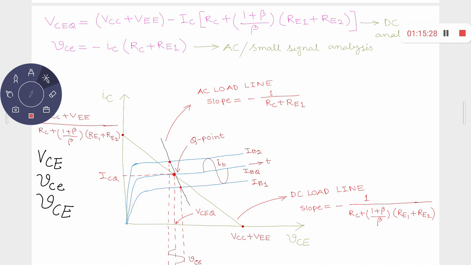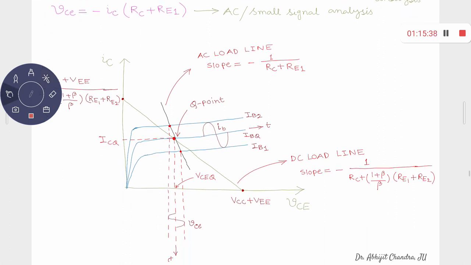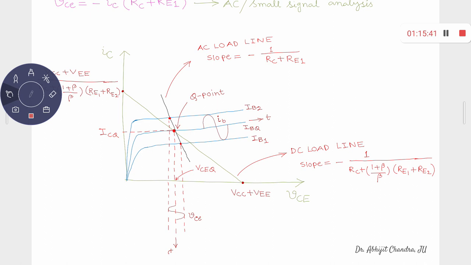Now, this DC point corresponds to what? This DC point corresponds to ICQ and VCQ. That means this particular current is ICQ, this particular voltage is VCQ. And whenever I say it's pure DC, that means this point corresponds to pure DC. Pure DC means what? Zero AC. Right? This point corresponds to zero AC. Pure DC means zero AC.